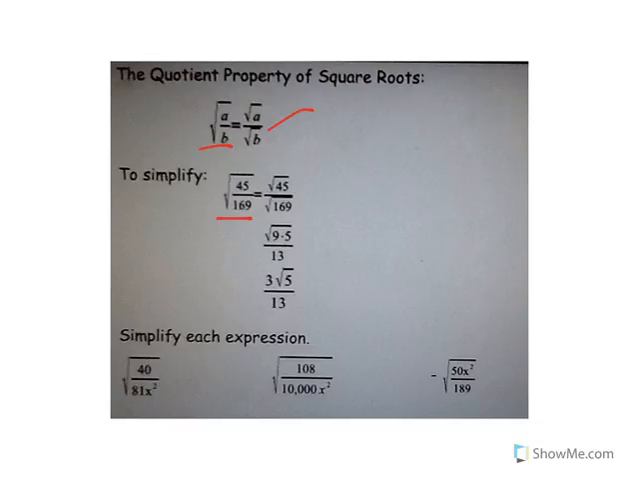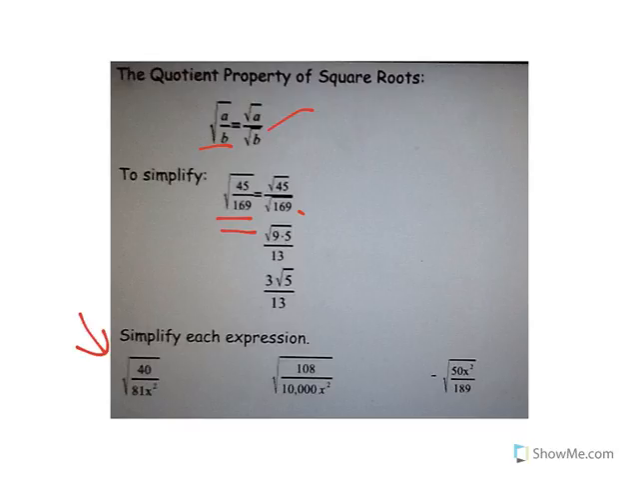And so here, the square root of 45 over 169 is going to be the square root of 45 over the square root of 169. I'm then going to break it down into the square root of 9 and the square root of 5. And that's over 13, because the square root of 169 is 13 straight out. And then I'm going to break the 9 down into 3 when I take the square root of it. And that's going to be 3 times the square root of 5, all over 13.